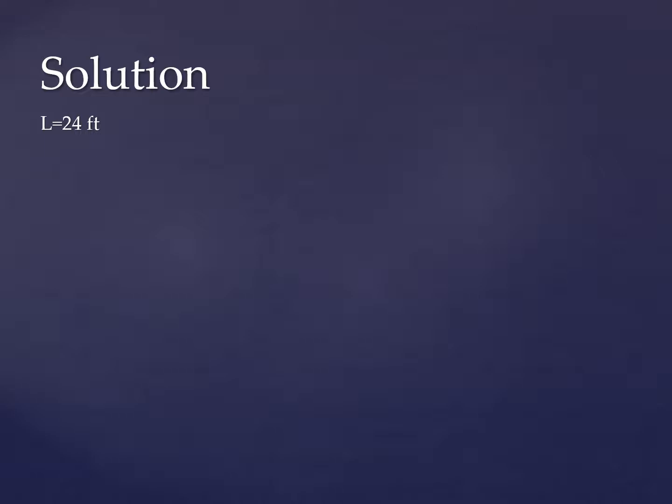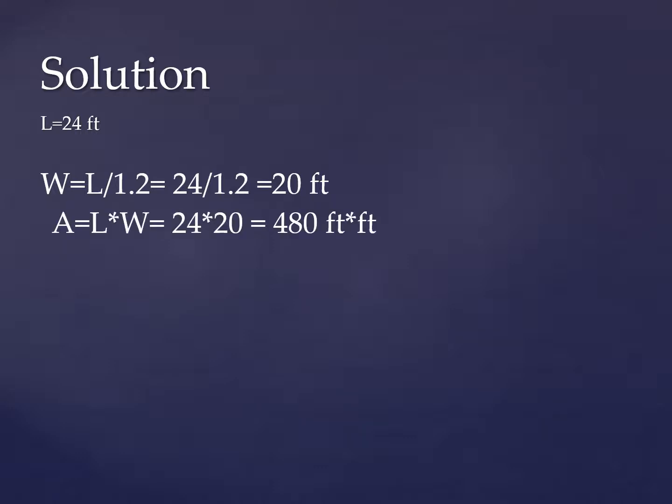The length based on the problem statement is 24 feet, and the width based on the given ratio will be length over 1.2. This one is from the problem statement. So 24 over 1.2 will be 20 feet, and the area of the filter, the surface area of one filter, is length times width. Length is 24 feet and width is 20 feet. It will be 480 feet squared. That is the surface area of the filter.